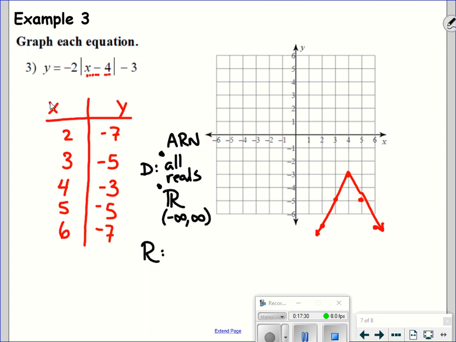The range, instead of x values, those are y values. What heights do I see this graph output? So I'm just going to measure this graph against the y-axis, and I can see that at a height of negative 3, that's where I start to see the graph, and I see every y value underneath that. So my range is all y values that are less than or equal to negative 3.